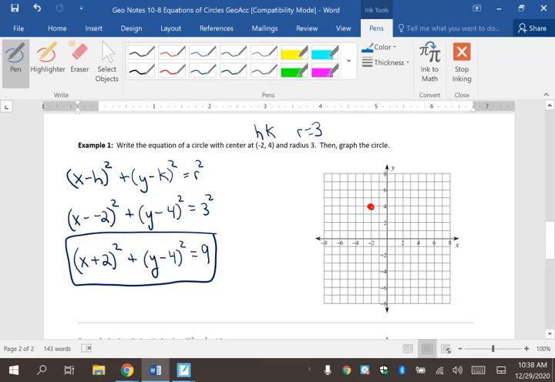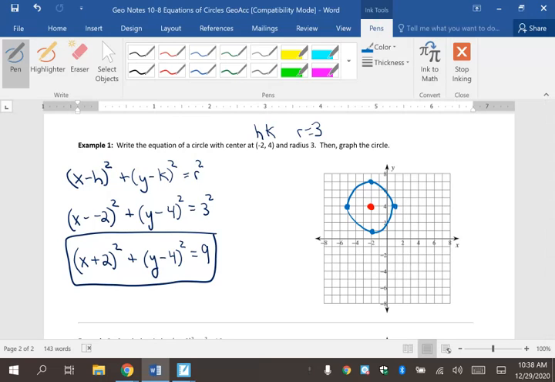The radius is 3. So once you graph that center point, we're going to go to the right by 3 from that center point, go back to the center point, left by 3, go back to the center point, up by 3, and then back to the center point, down by 3. Do as best as you can to connect those 4 points in a circular orientation. We are done with example 1.